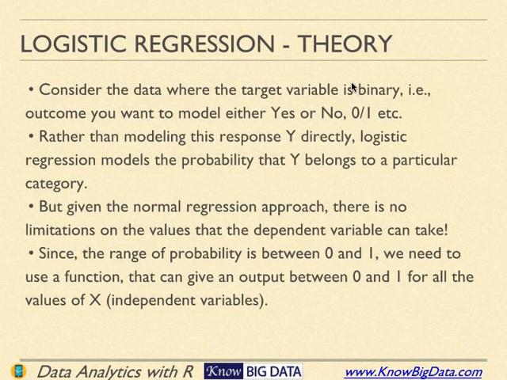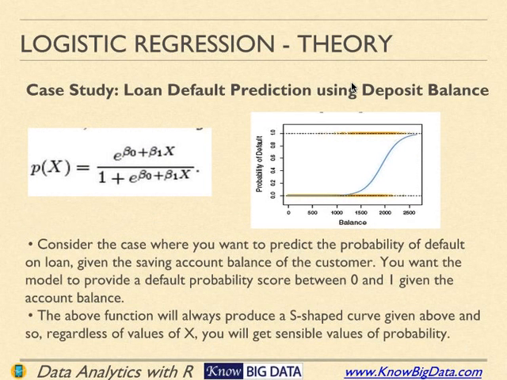Basically, imagining that y and n are two factors in the data, we will model the whole thing. Since the range of probability is 0 to 1, we need to use a function that can give an output between 0 and 1 for all the values of x. Given values of x, we have to predict 0 or 1. But in our model, we'll try to make it decimal. The more, the better.